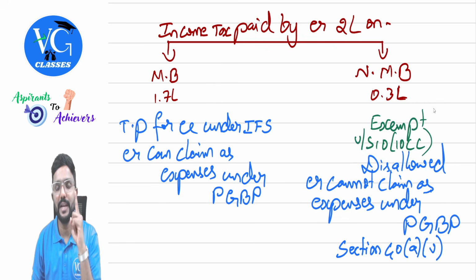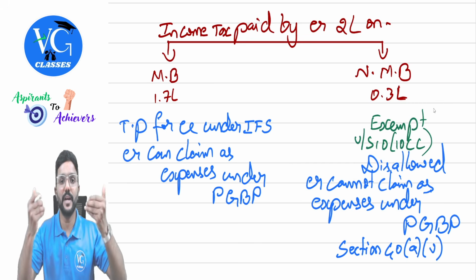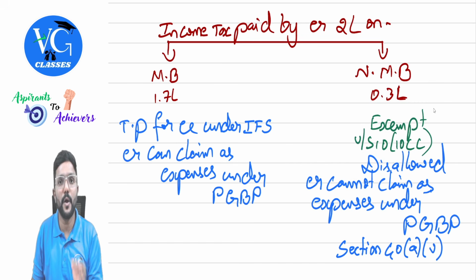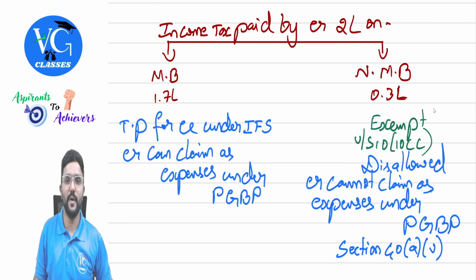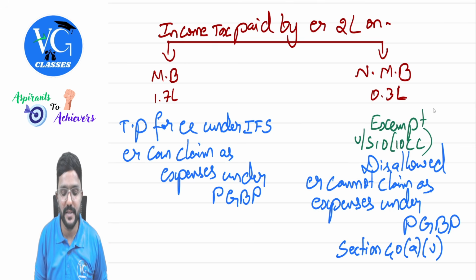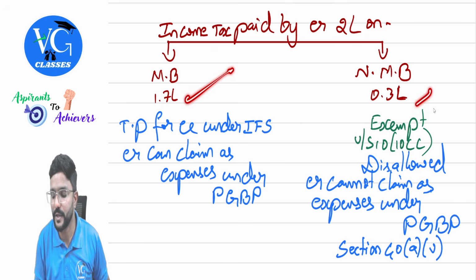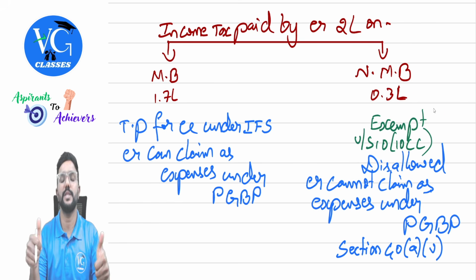And please be careful, I will repeat once again. If employer or if the assessee pays income tax on their own income, that is not allowed as an expense under the head PGBP. But what we are talking about here is employer paid income tax on the salary income of employee. Can he claim it as an expense? Yes, he can claim this, but not this. Got it? Yes, sir.